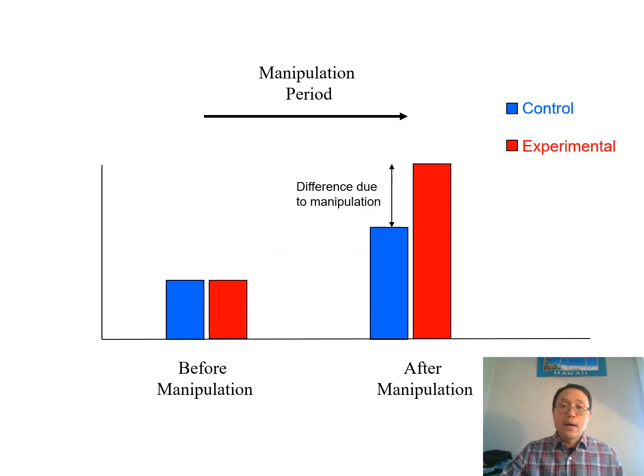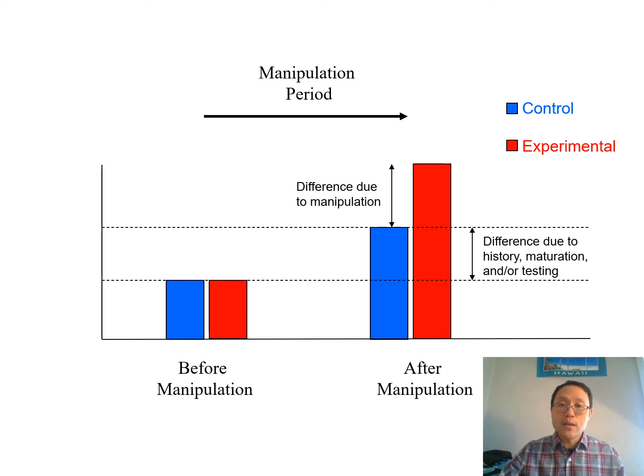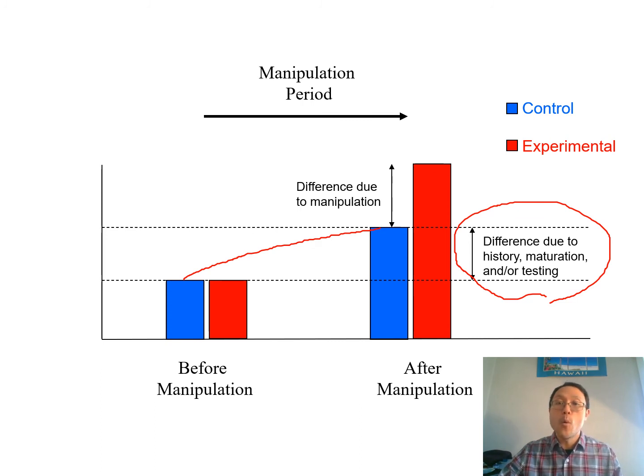Okay, so now let's take a look at this example. Basically, the effect that you are seeing between the control group pre-test versus the control group post-test is due to history, maturation, and or testing. And then when you compare the effect in the after-manipulation phase in the control group versus the experimental group, the difference is due to manipulation. Okay.